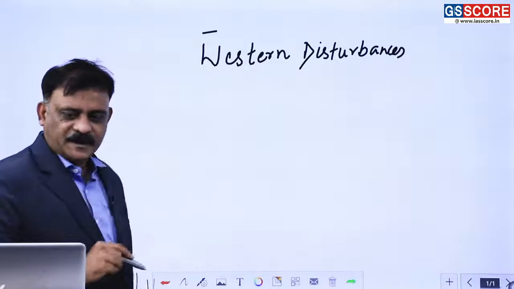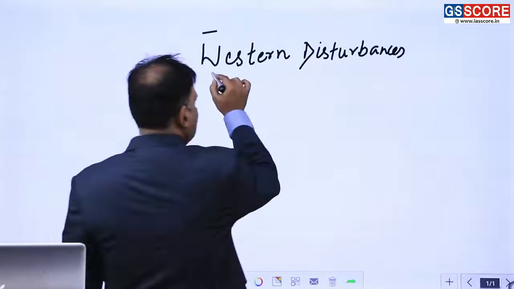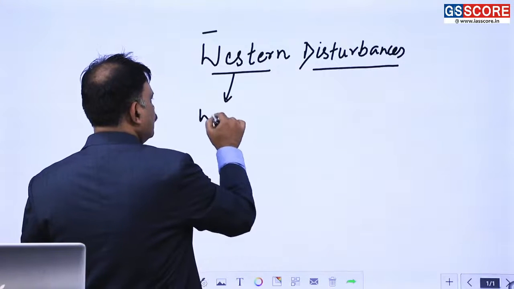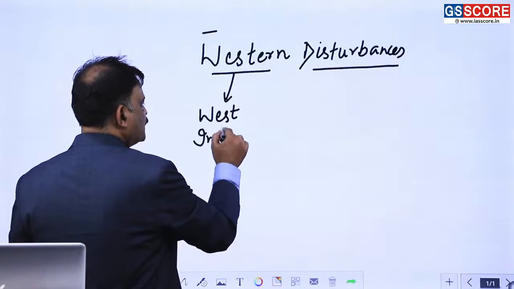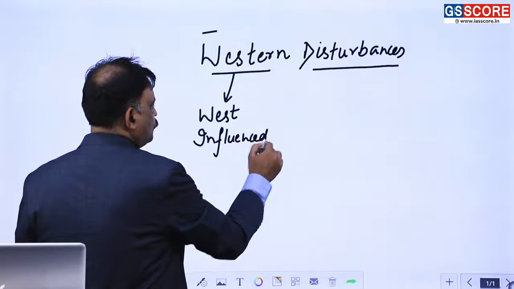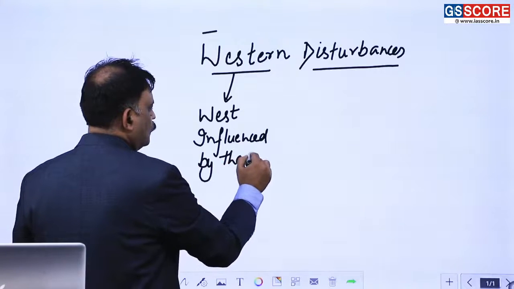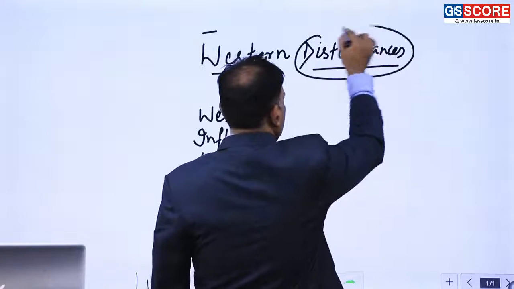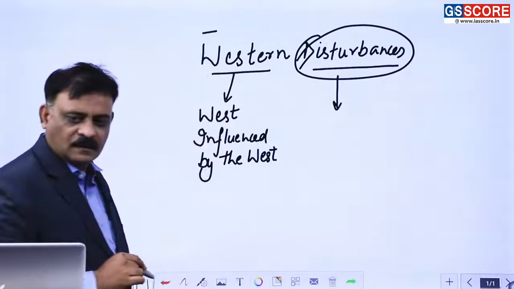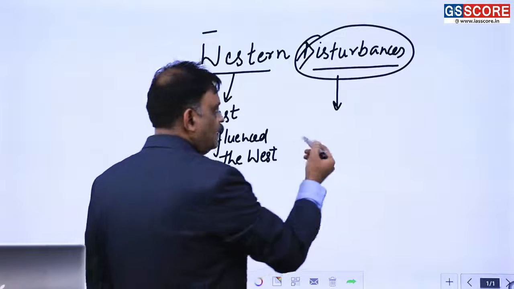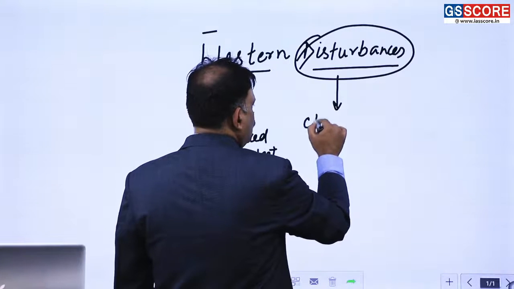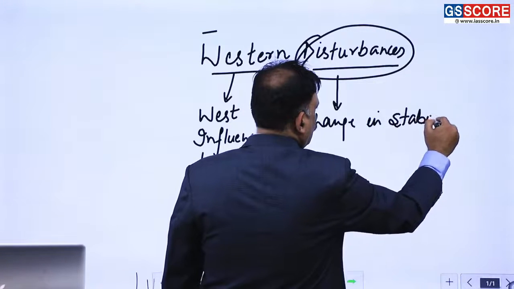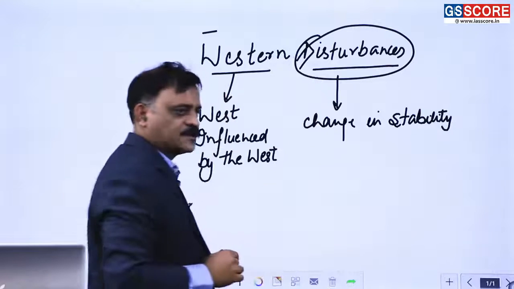By the name it is very clear that Western disturbances means something coming from the west or influenced by the west, and disturbance means anything which is creating a change in stability. A change in stability is called a disturbance.